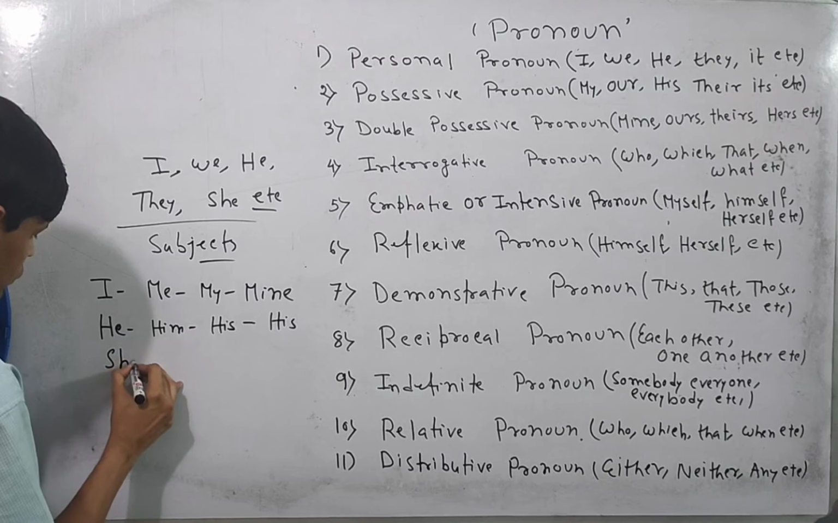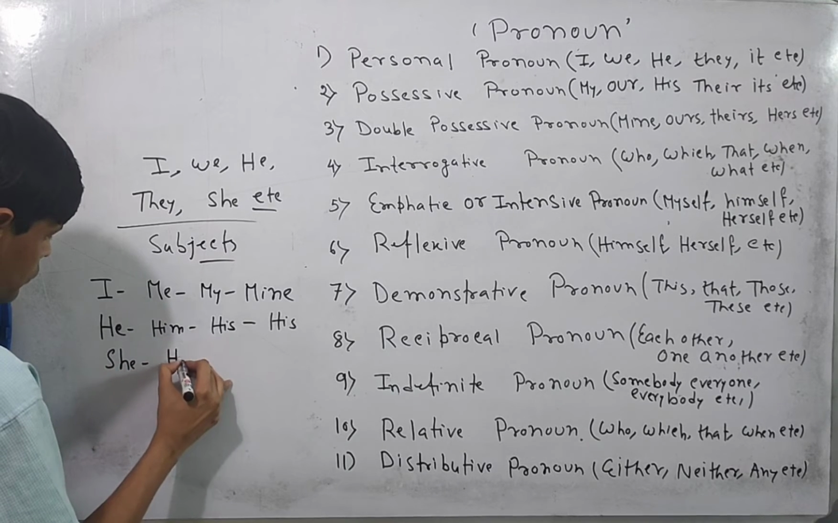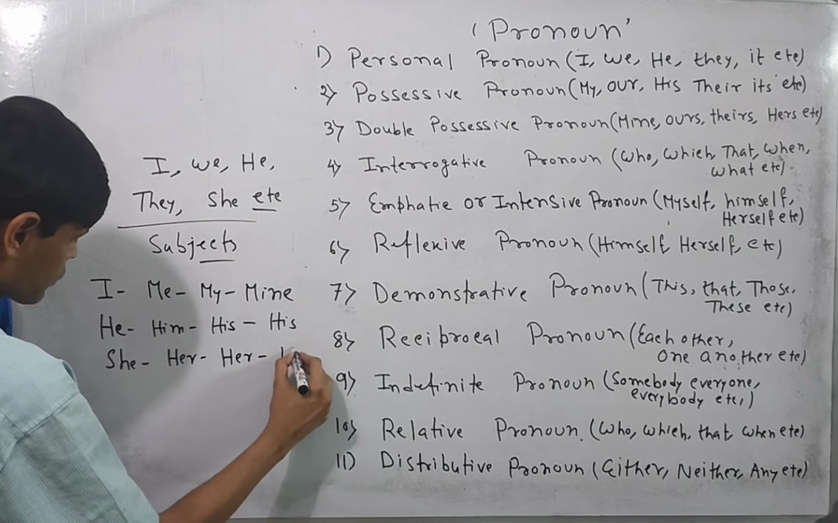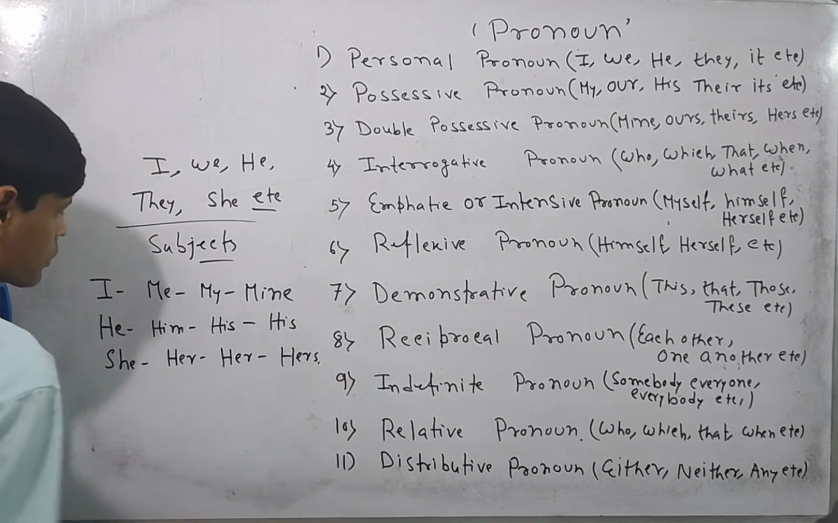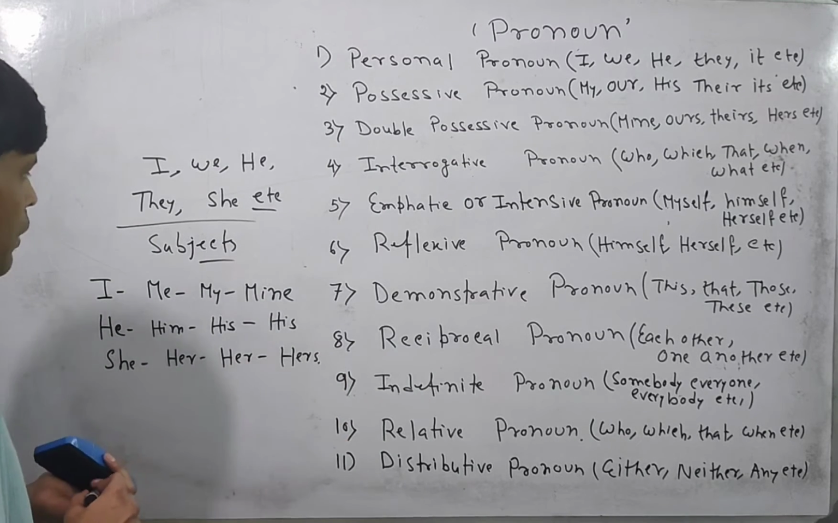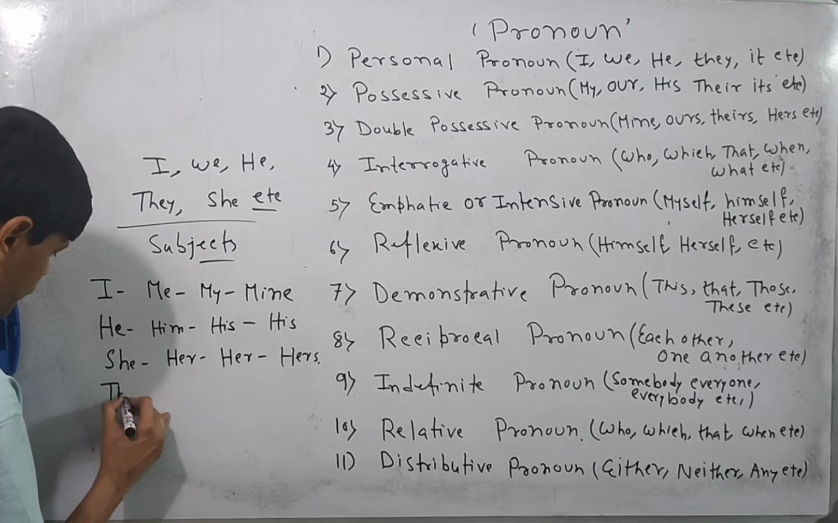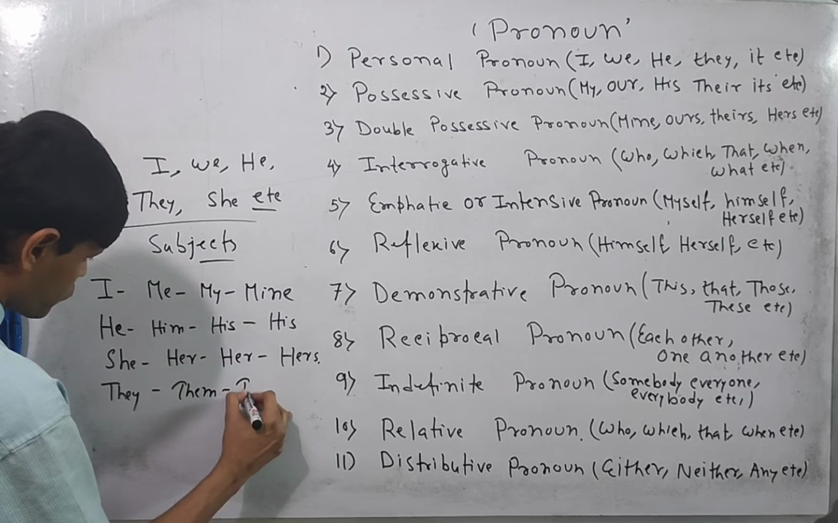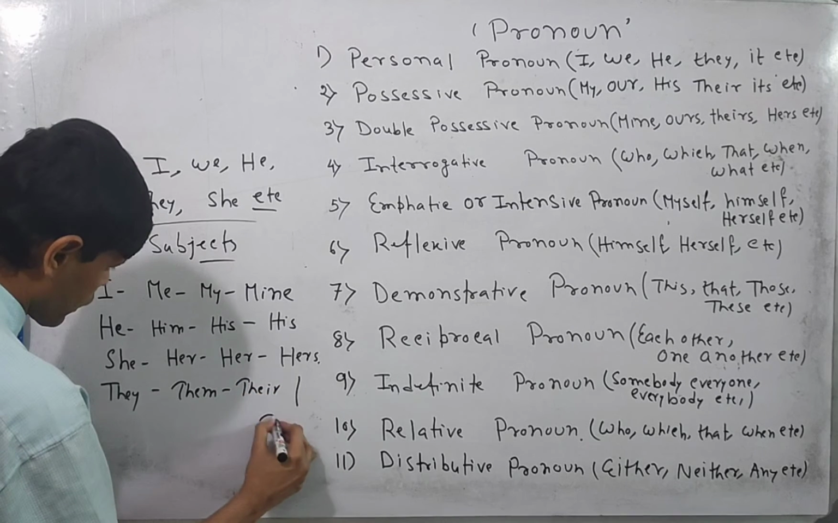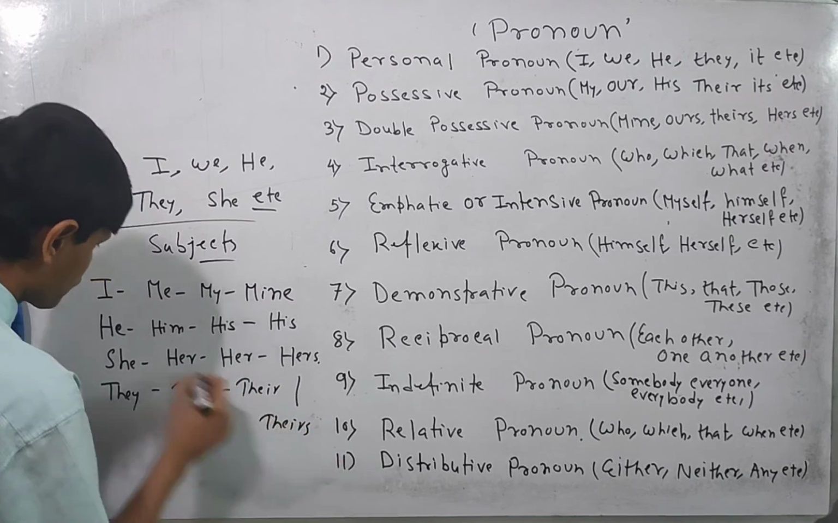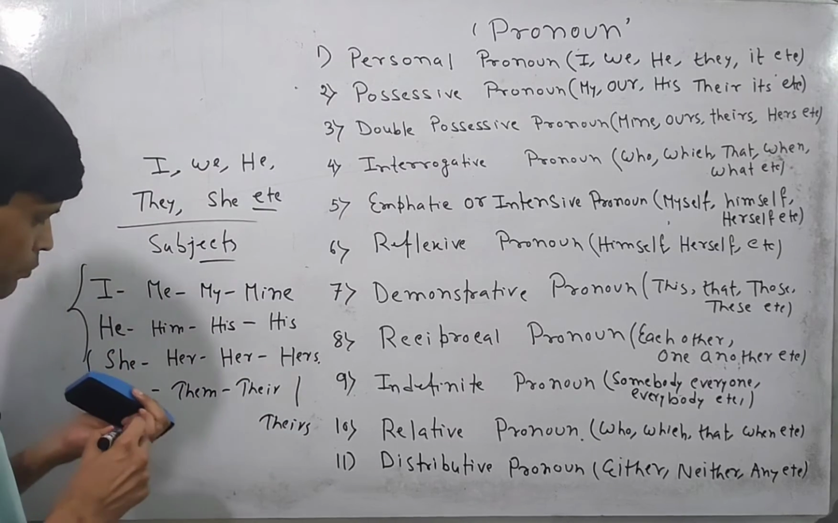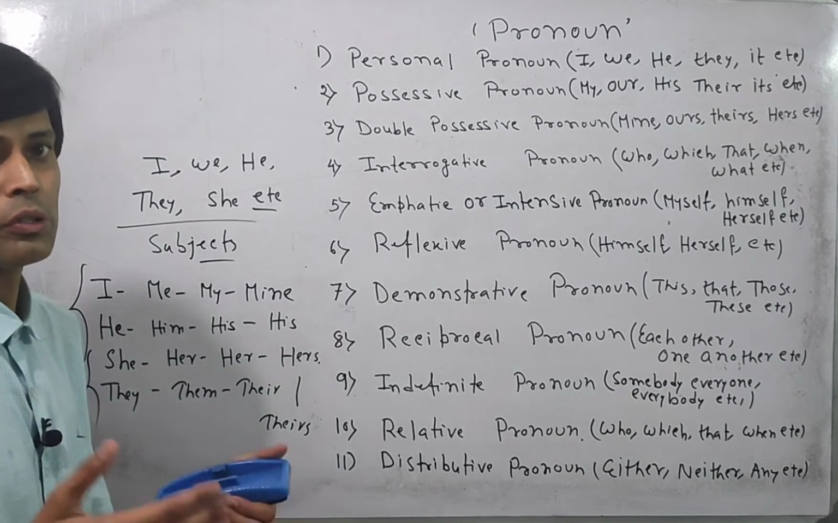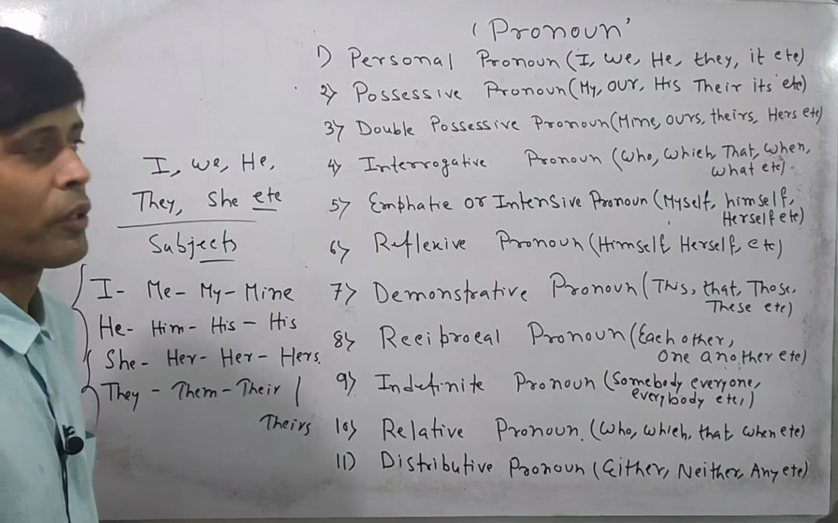She, her, again her, his. So in this way you have to break them out. If I go over this one, they, them, theirs. The last one is theirs. So every personal pronoun has four basic forms: from subjective form to objective form to possessive form to double possessive form.